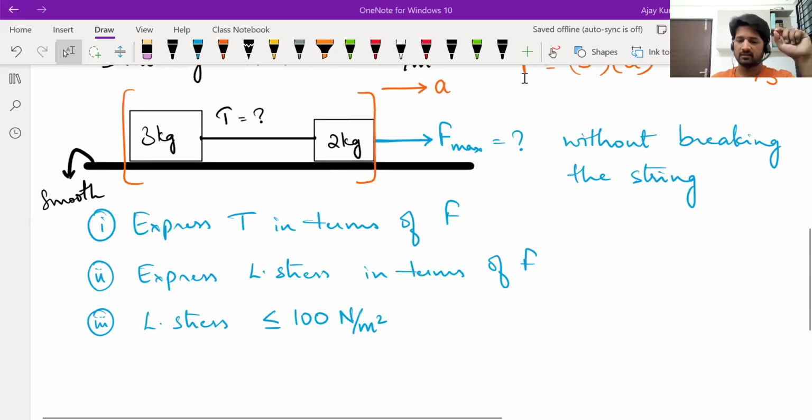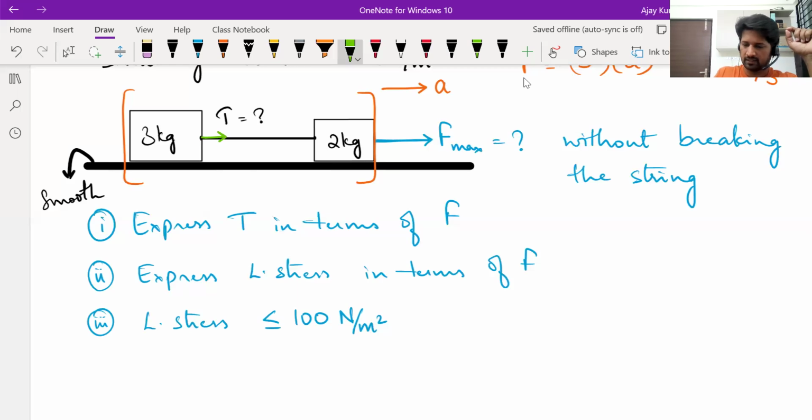Now, tension acts on both the blocks. It acts on one block to the right and one block to the left. So, if you write F net equal to ma for the whole system, tension won't appear in that equation because there are two tensions, they'll cancel. So you will need to write F net equal to ma for only one of these blocks. Then tension will appear in that equation.